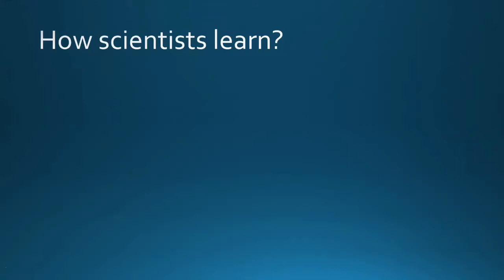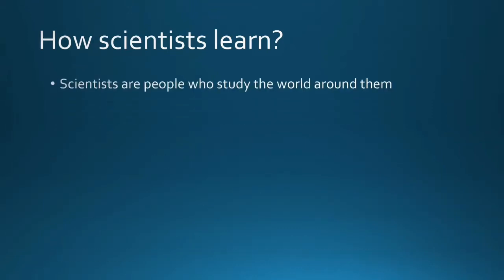The second page in this lesson is Different Ways to Learn, or the title here, How Scientists Learn. Do you know the meaning of scientists? We said this meaning in the first lesson. Scientists are people who study the world around them, study everything around them, okay?